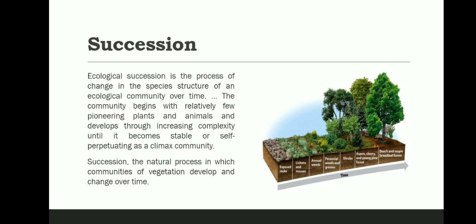So, what is succession? Ecological succession is a process of change in the species structure of an ecological community over time. The community begins with relatively few pioneering plants and animals and develops through increasing complexity until it becomes stable or self-perpetuating as a climax community. Succession is the natural process in which communities of vegetation develop and change over time.